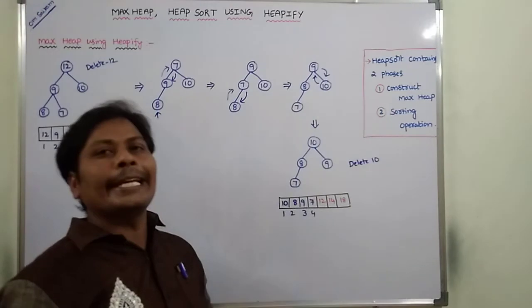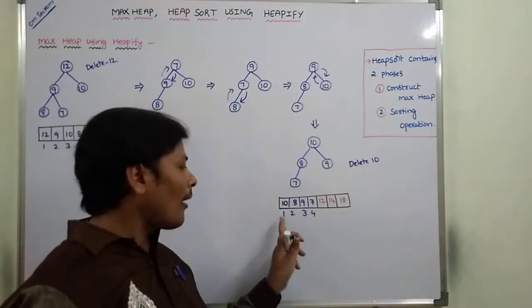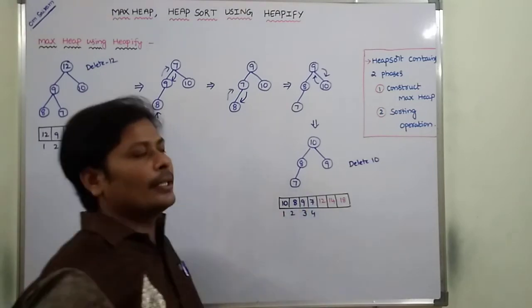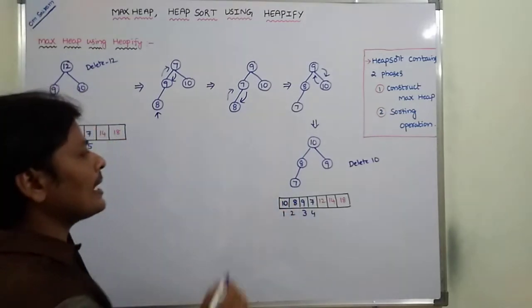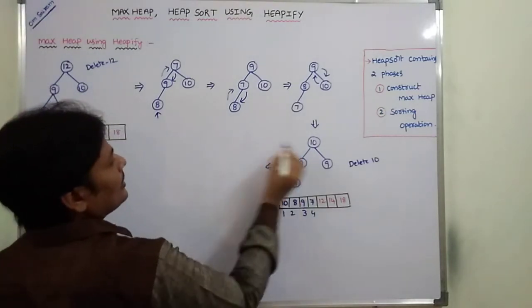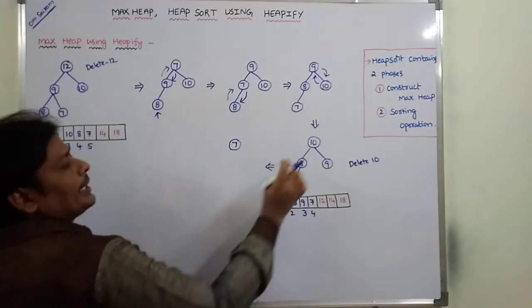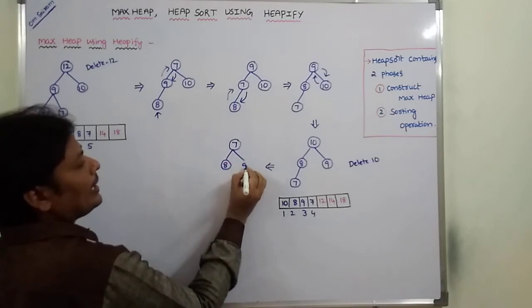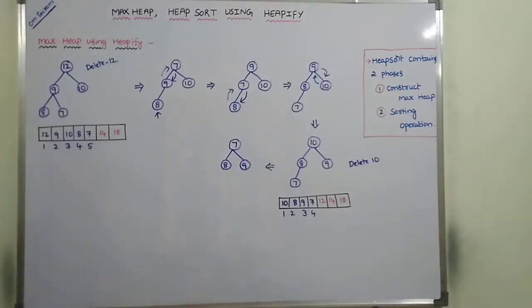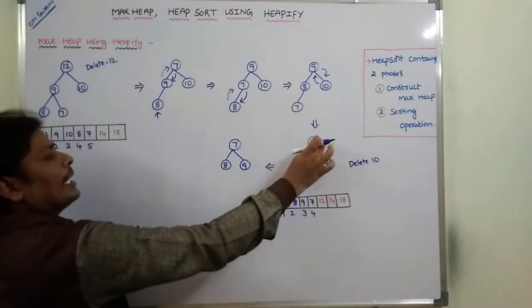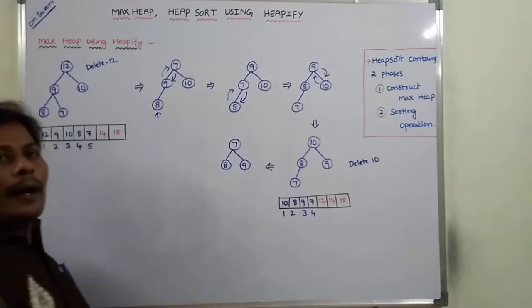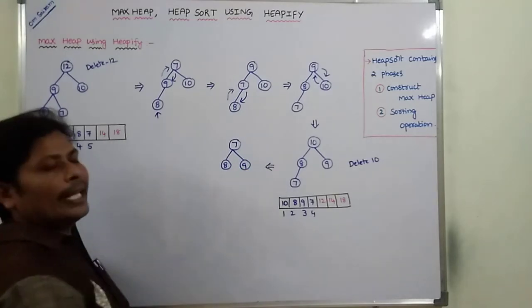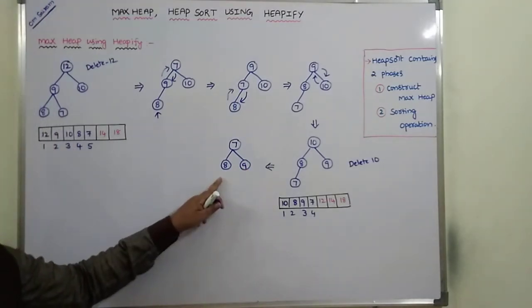So now after deleting 10, 10 can be replaced with the last element in the array. Last element in the array is at index 4, that is 7. So now 10 can be replaced with the 7. So after that 10 is replaced with 7. Now 8 is its left child and 9 is its right child. Okay. 10 is replaced with the last element in the maximum heap, that is 7. So 10 can be replaced with 7. After that we are getting this complete binary tree.